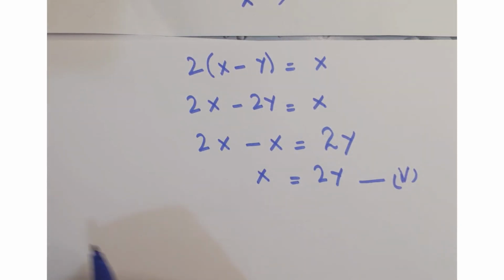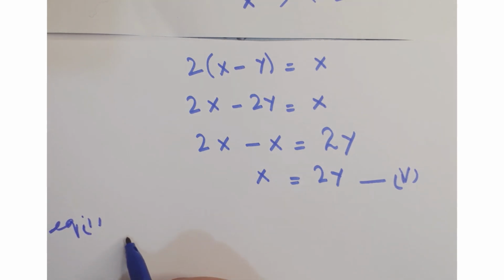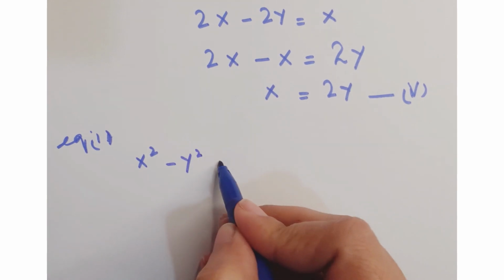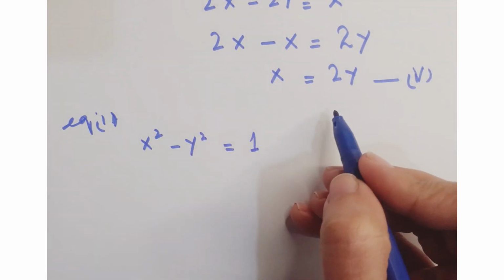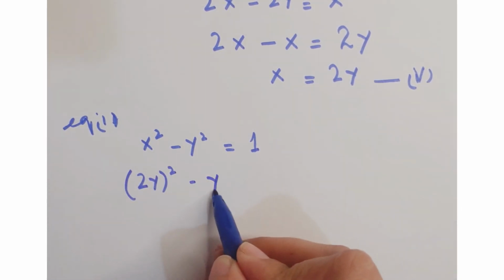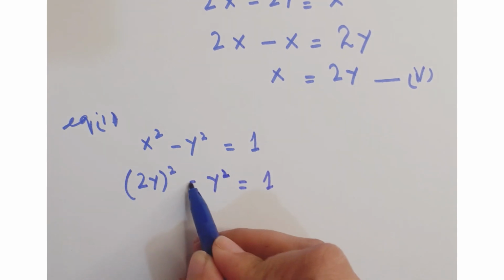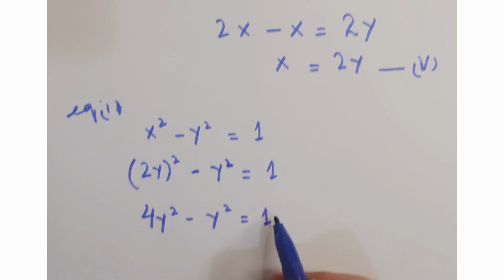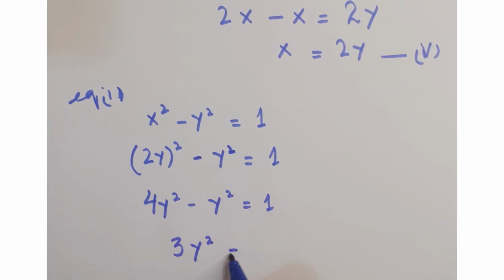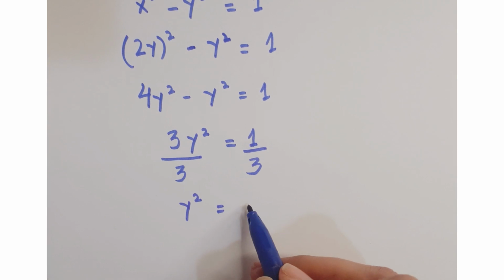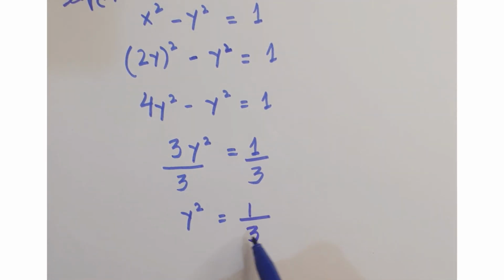Now put this value of x in equation number 1, which is x square minus y square is equals to 1. Putting this value of x from equation number 5, you get 2y square minus y square is equals to 1. Here you get 4y square minus y square is equals to 1, or you get 3y square is equals to 1. Now dividing by 3 on both sides, in order to eliminate 3 from the left hand side, you have y square is equals to 1 upon 3.